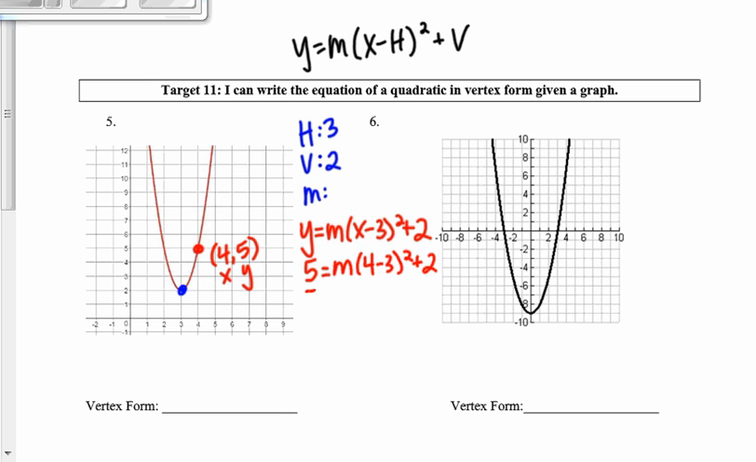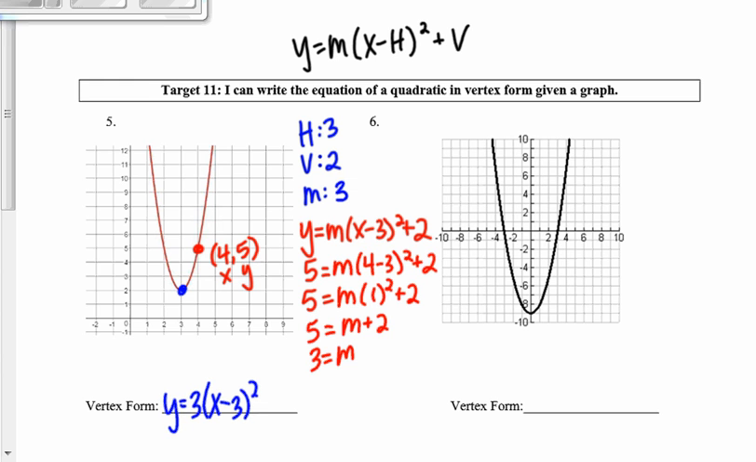So inside parentheses, if I combine those terms, I get 1. 1 squared is just 1. 1 times m is just m. And if I subtract 2, I get m is 3. So now I have all 3 pieces of information to write the vertex form. Y equals 3, parenthesis, flip the sign, x minus 3 squared plus 2.